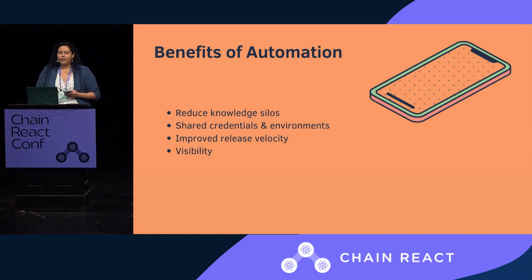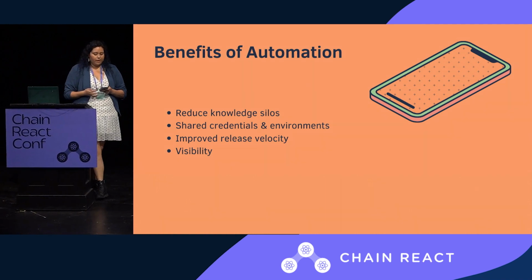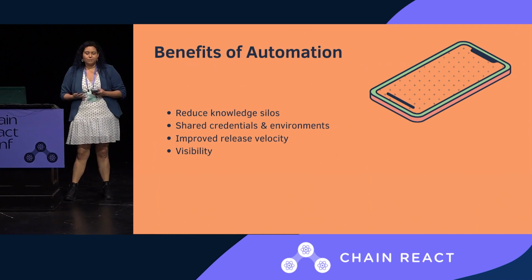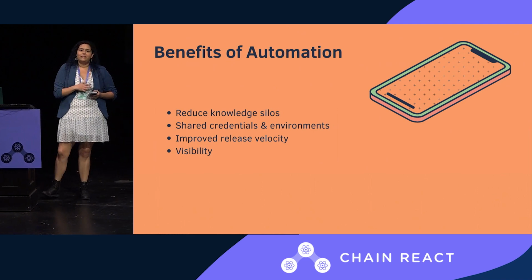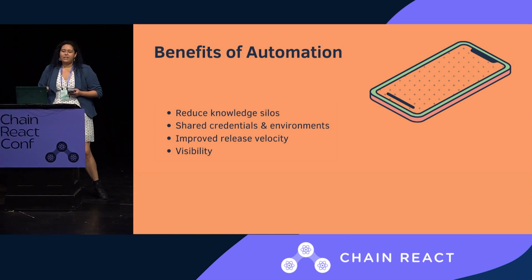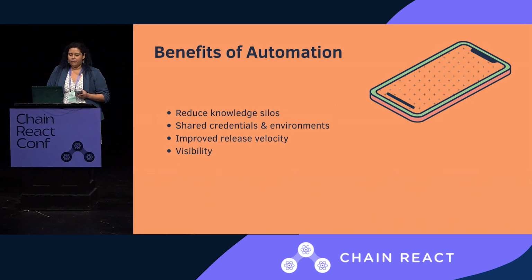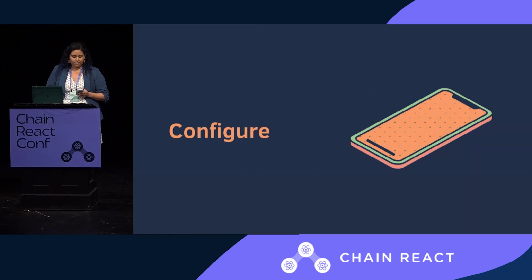As we go through, I'm going to give some examples of how you can start to incorporate automation into your deployment process. You don't have to go straight from 0 to 60, like have a fully automated pipeline on day one, but you can start to incorporate some of these concepts into your deployment process. So we will start with configuration.